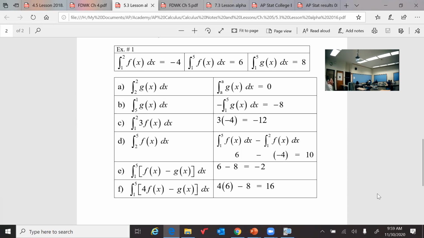Now, B's a little different. You can get a problem like B. Before, B says from 2 to 5 of F. Well, I know what 1 to 5 of F is. I know what 1 to 2 of F is. If I subtract that, you would have 6 subtract a negative 4, and you have 10.